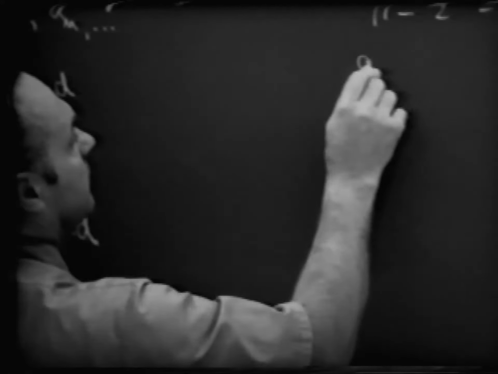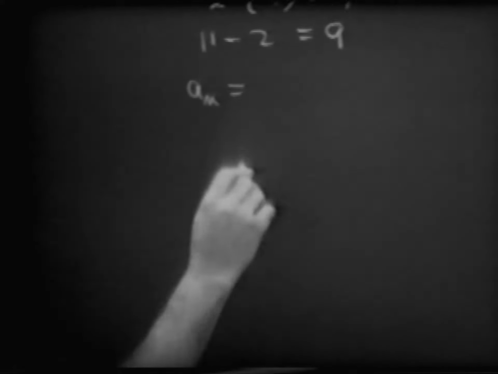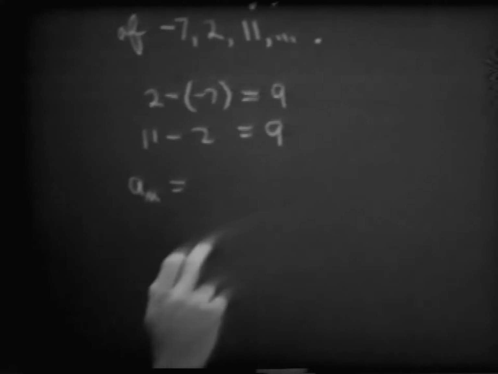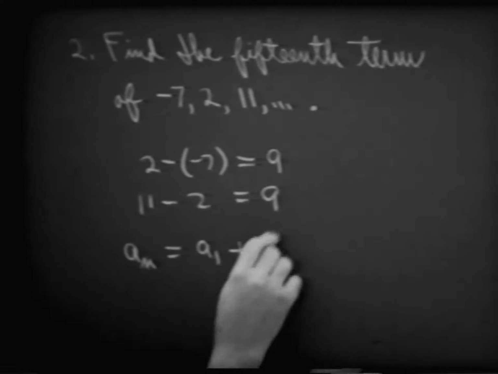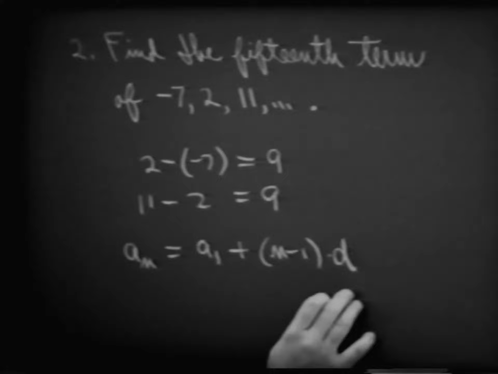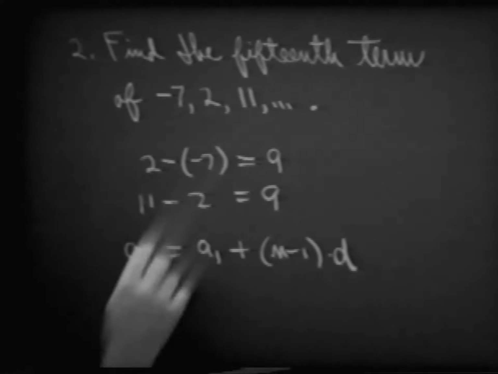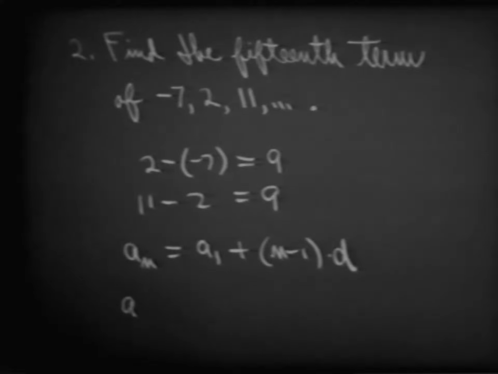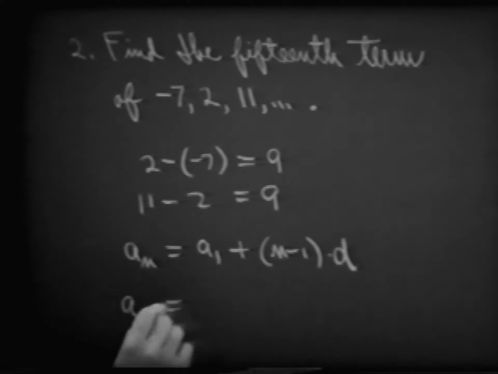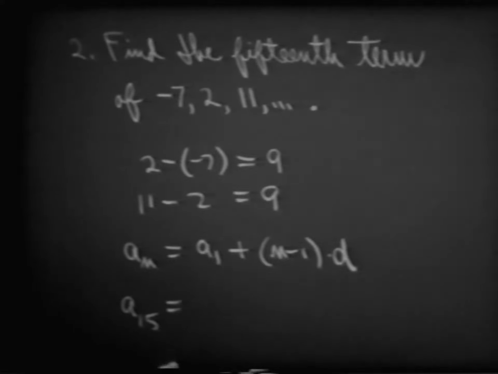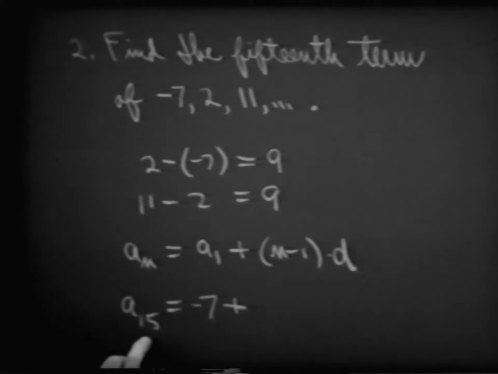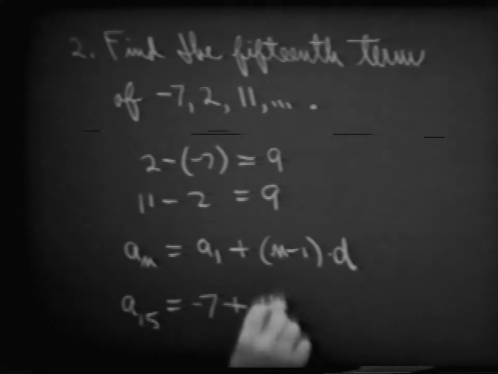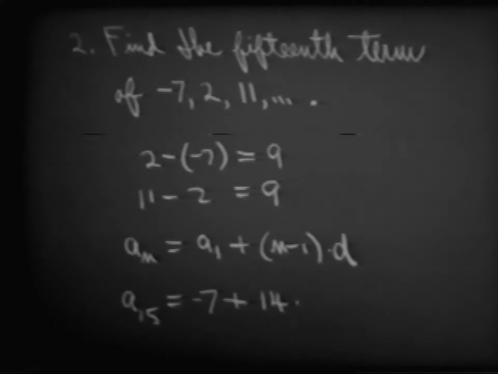Now let's write down our formula. a sub n is equal to, what is the formula that we just developed? Let's write down the formula first, just to see what it looks like: a sub 1 plus n minus 1 times d. In this case, it asks us to find the 15th term. So a sub 15 is equal to, a sub 1 in our sequence is negative 7, plus n minus 1 where n is 15, so this is 14 times d, which is 9.